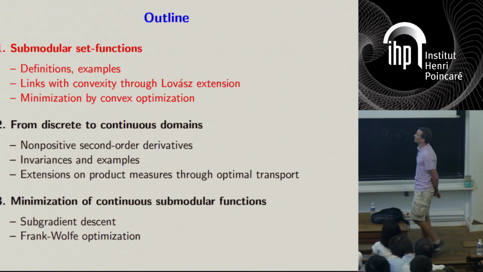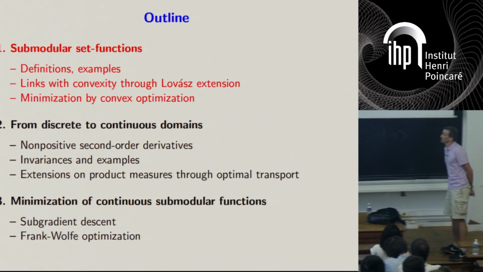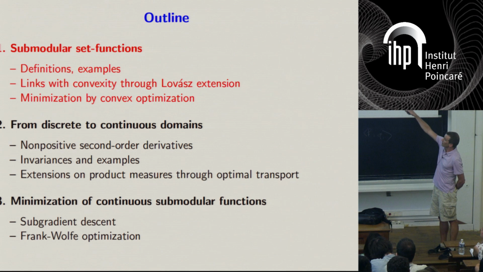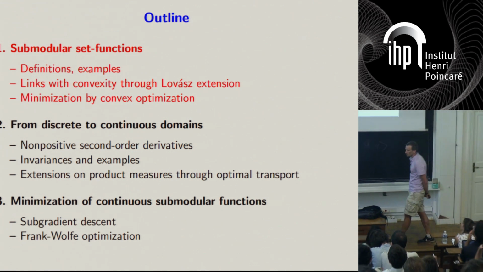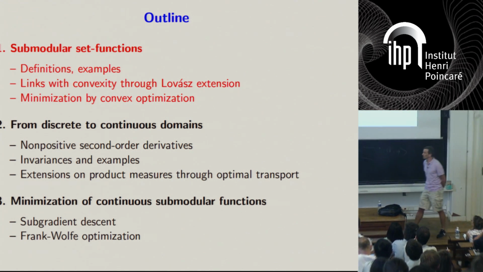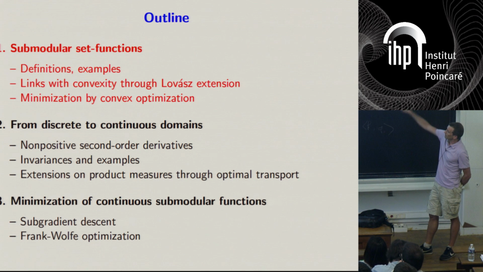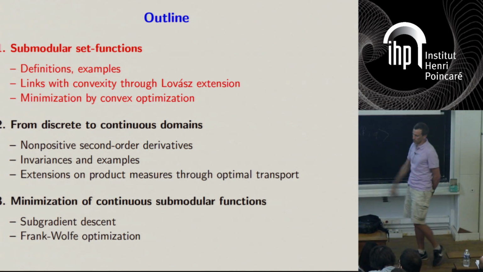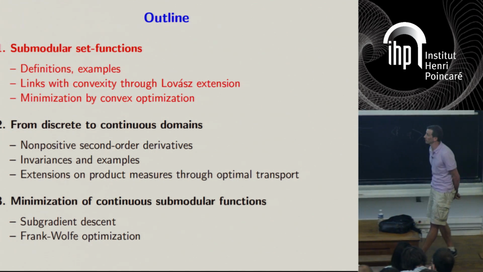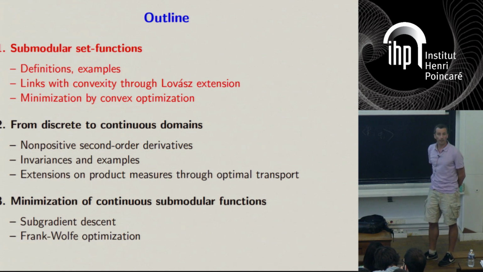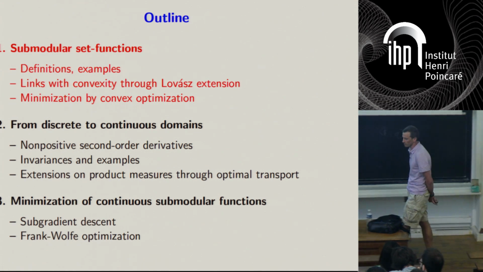All right, so this is the outline for this morning. I will first define the usual concepts for submodular set functions. This will be mostly a review. Then I will show that essentially everything goes through when you go from discrete to continuous. And then I will show how you can minimize those functions in polynomial time.